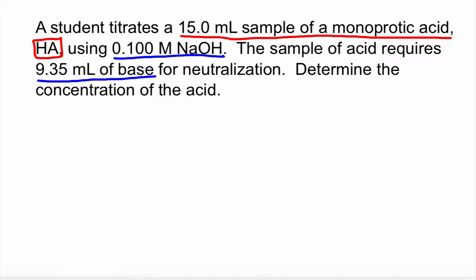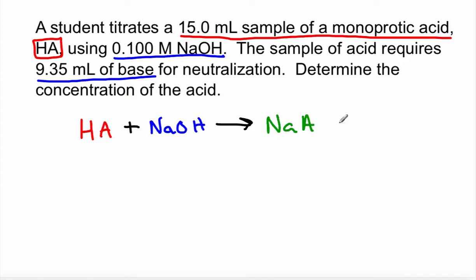The first thing you need to start with doing is writing a balanced chemical equation for the process. And in this case, it's pretty straightforward. We take our acid and we react a base with it. And remember that in a neutralization process like this, the results are always the same. An acid and a base always give us a salt, which our salt would have the formula of NaA, and water. Okay, so an acid plus a base gives us a salt and water.